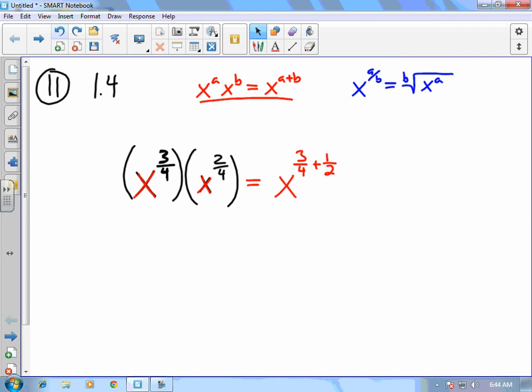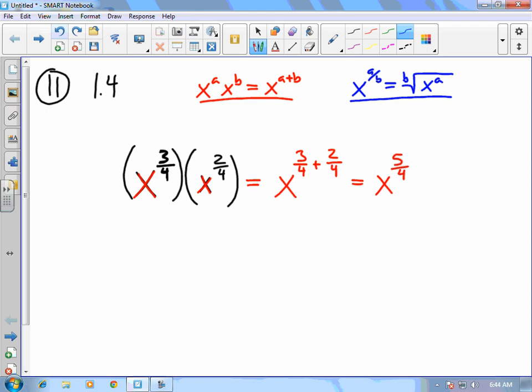And now, when I add them together, 3/4 plus 2/4 equals 5/4. So I have x to the 5/4. And now you can see that we can appeal to this rule here. X to the a over b equals the bth root of x to the a. And I can write this as x to the 5/4 equals the 4th root of x to the 5th. And that's a good enough answer. You could put that down.